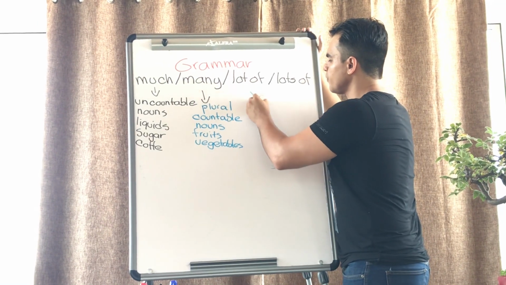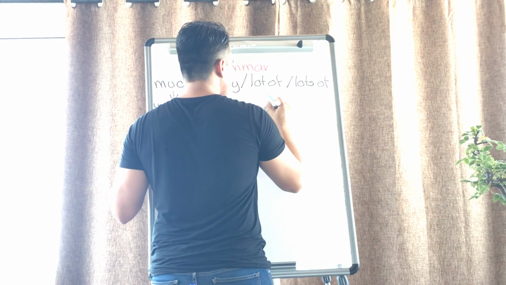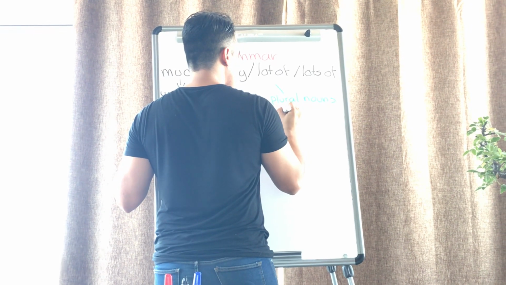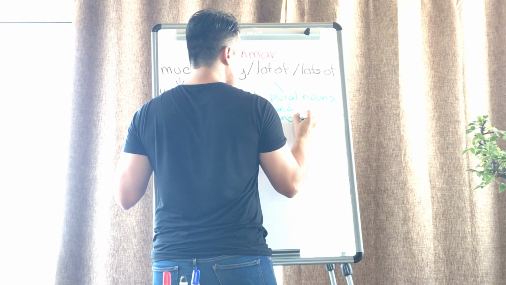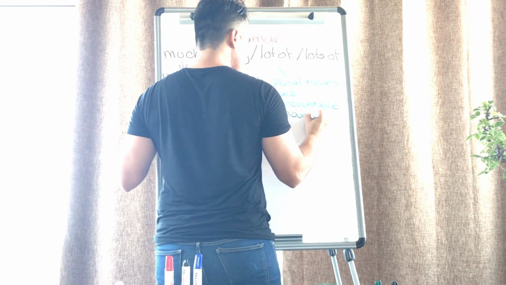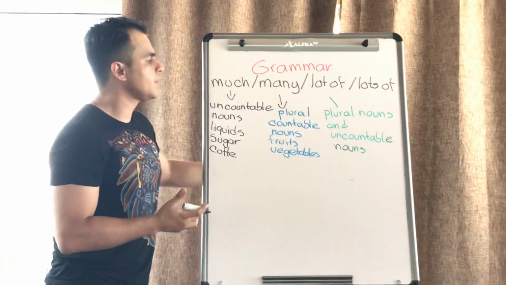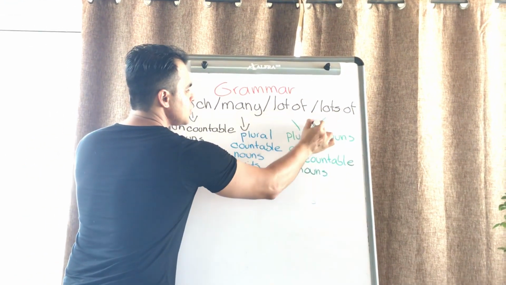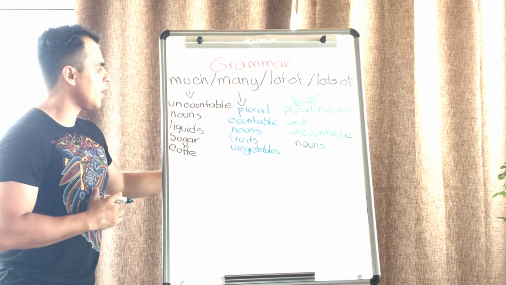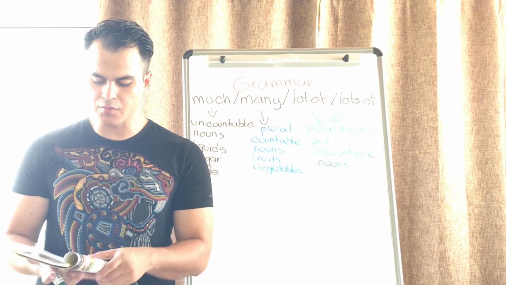Let's go into read. Alright? That will be right there, alright? Plural nouns and uncountable nouns. That's when we are going to use lot of and lots of. Now let's go into write an example. In our workbook, we have an example on page 13, right?